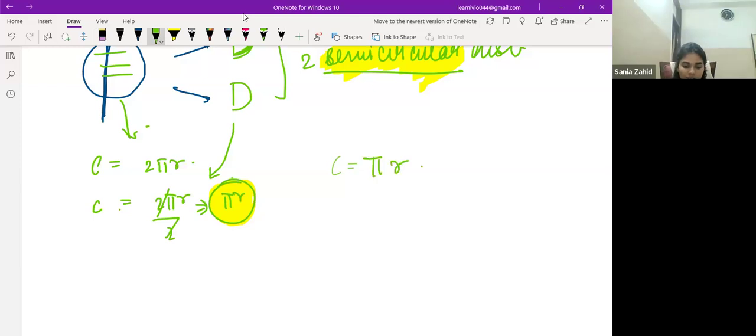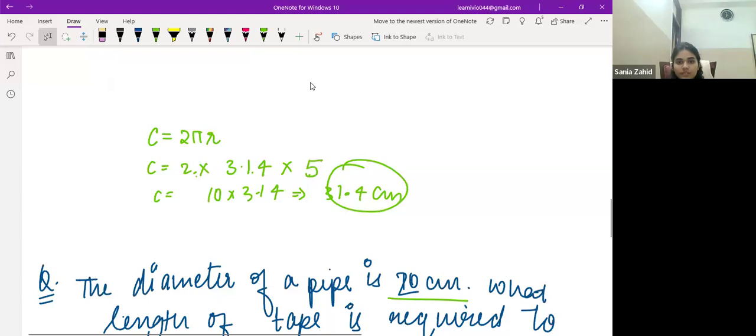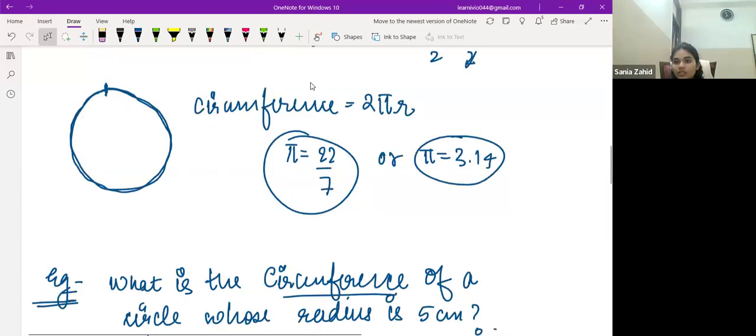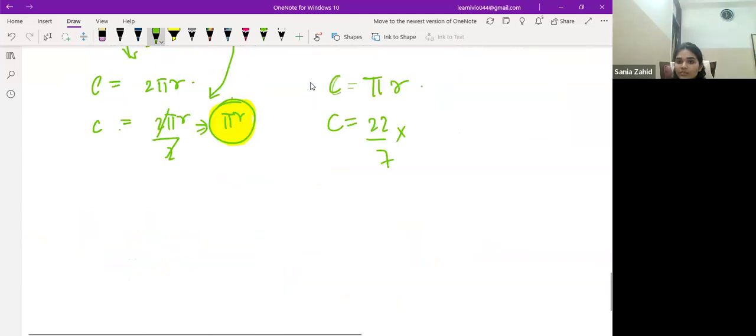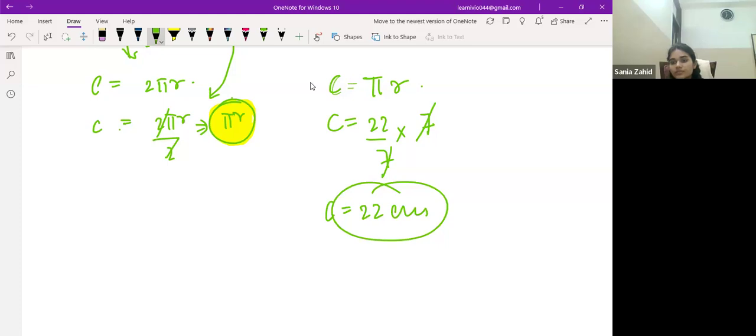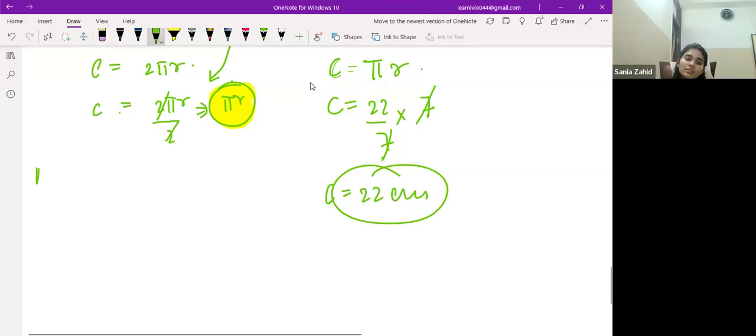In the question it is given to you, use pi as 22 upon 7. So circumference becomes 22 upon 7 into radius. What is the radius? Is radius given to you? 7 centimeter. The radius is 7 centimeter. So pi r, 22 upon 7 into 7 centimeter. Now you can cancel this 7 and 7. So circumference becomes 22 centimeter. Understood?